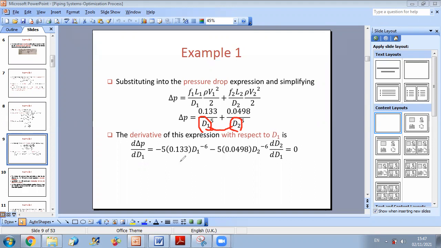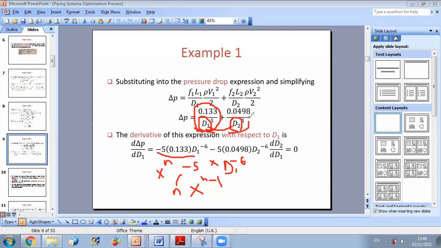Okay? So here, if you want to derive with respect to D1, this function is already a function of D1. So when you derive, since it's D to the power minus 5, you know that when you derive x to the power n, the derivative is n x to the power n minus 1. So here n in this example is minus 5. So when you derive, you have minus 5 times the constant, which is 0.133, times D1 to the power minus 6. So this is the derivative of the first term.